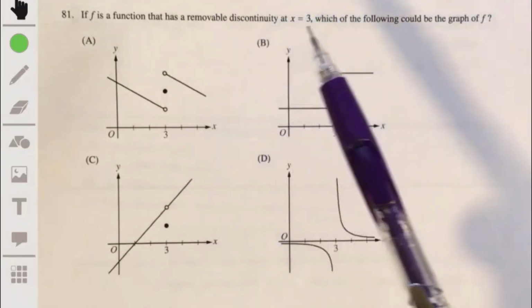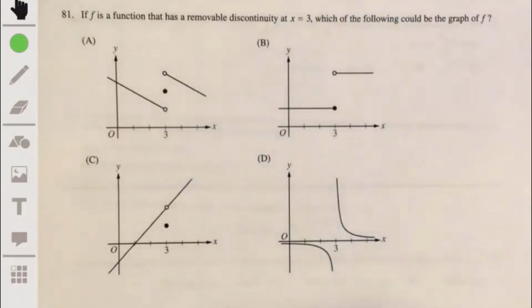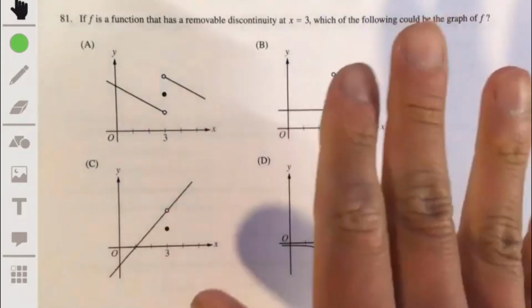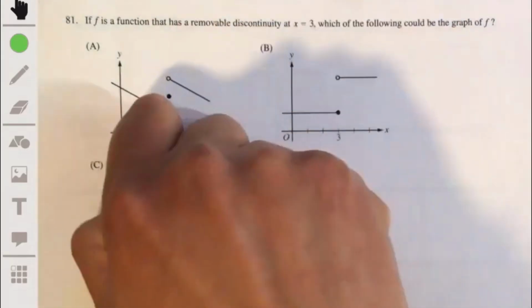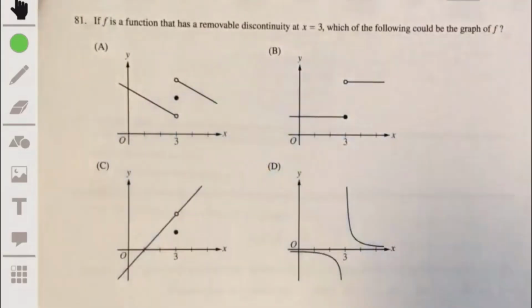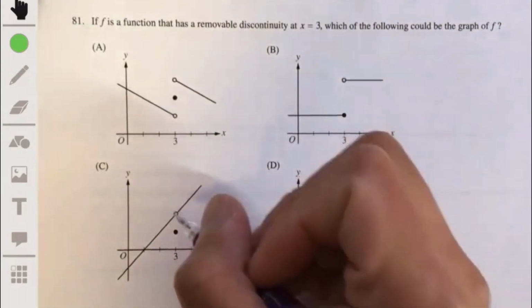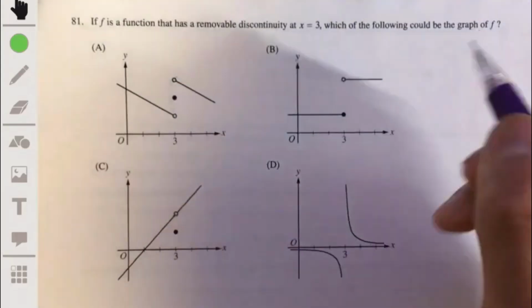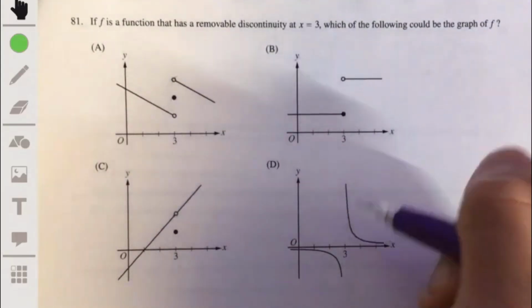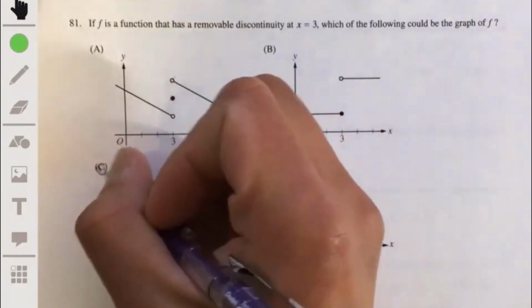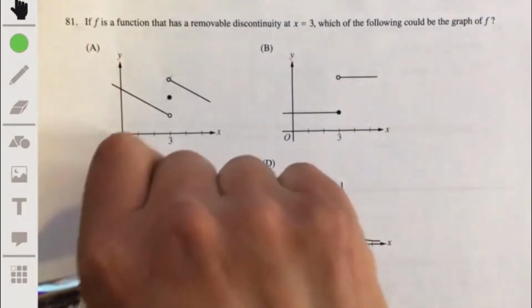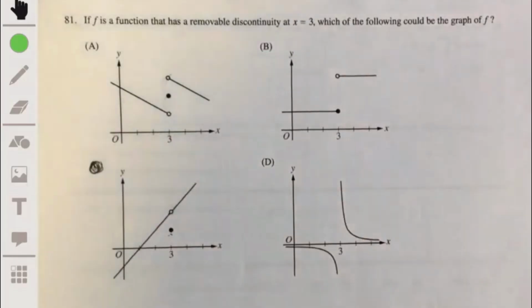So this is really just knowing what a removable discontinuity looks like. I like to think of it as a hole. I tell my students this is a hole. Think of the graph being completely continuous, but then you suck out a point, leaving an empty spot. So it would just be this one. This one is a jump, this is another jump, and this is an asymptote. So it would just be C. Think of it like you literally removed the point and moved it down there. Only the point.